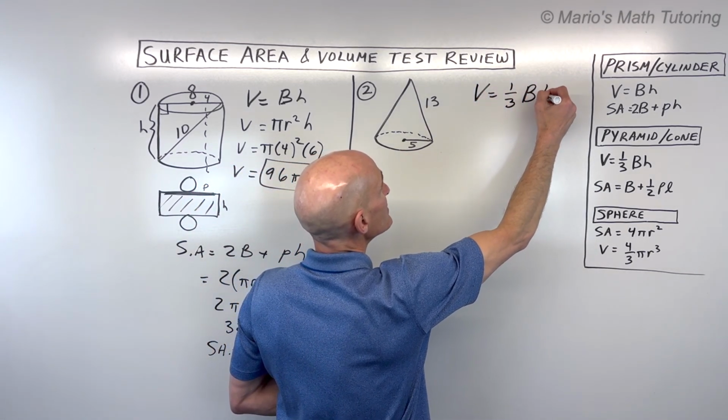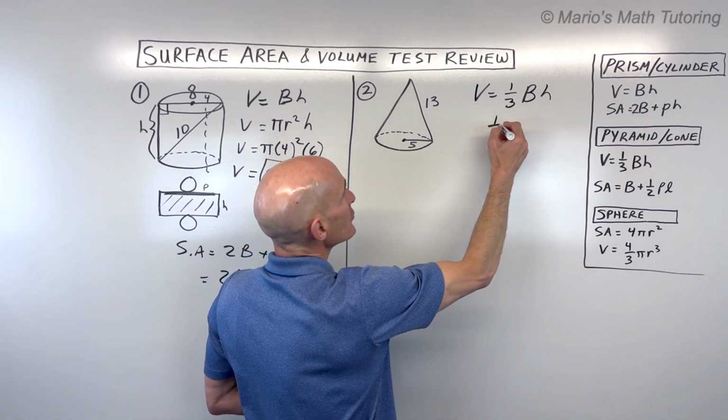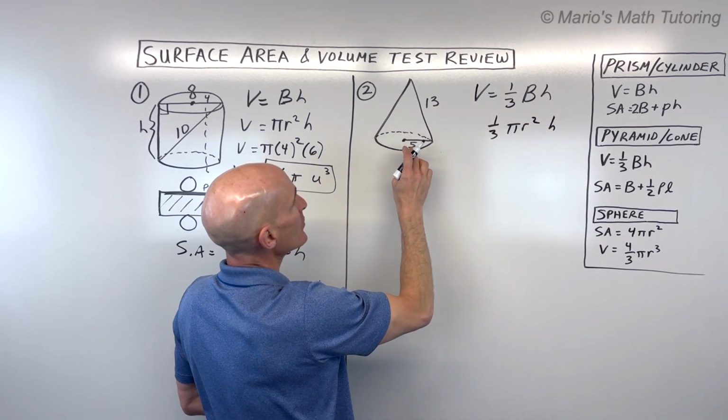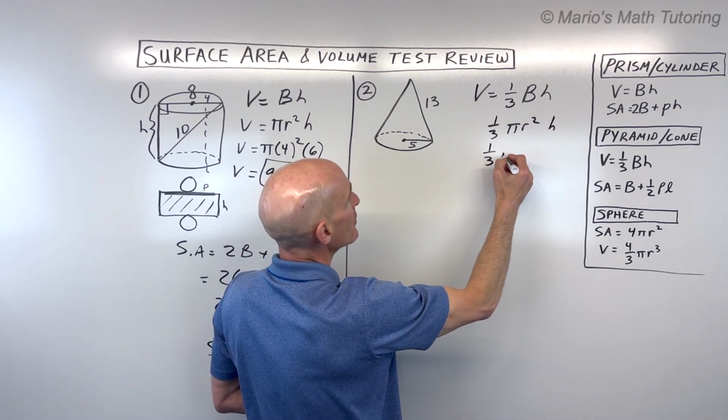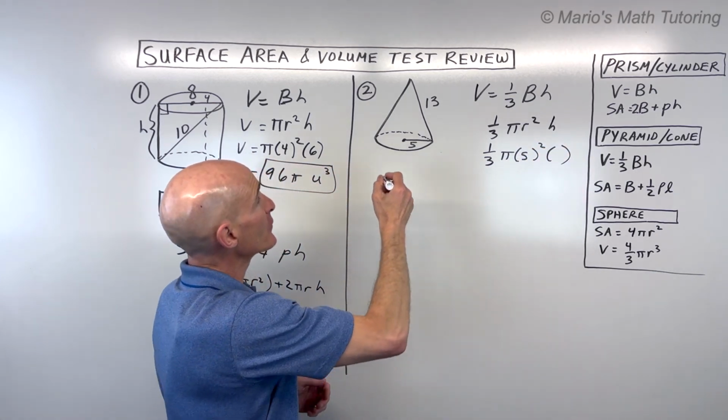1/3 area of the base times the height. Capital B means the entire base. The base is a circle though, so we know the area of a circle is pi r squared. And here we know that the radius is 5, so that's 1/3 pi times 5 squared. And then the height, we have to figure out what that height is.